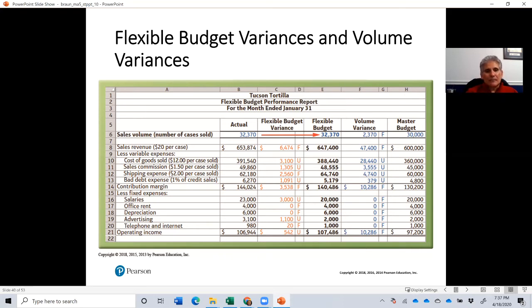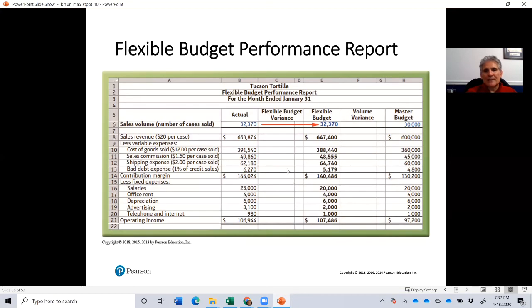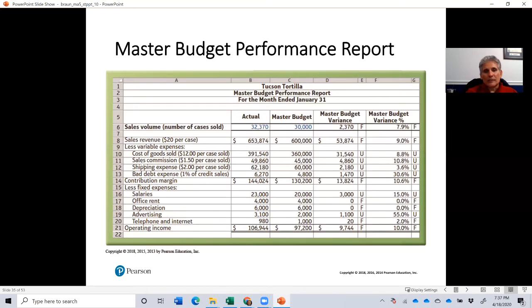If we look at shipping expenses, we ended up with a favorable variance of $2,560 because we adjusted our flexible budget to $64,740. Now, let's go back to the static budget or to the master budget, and you can see that according to the master budget, we had an unfavorable variance. You see that? Unfavorable variance.